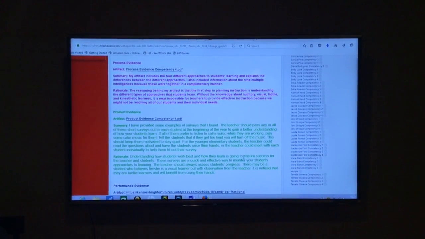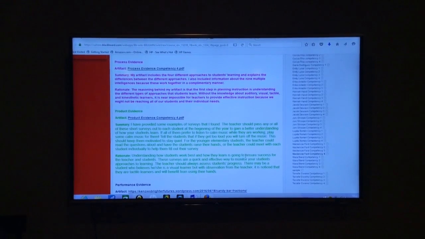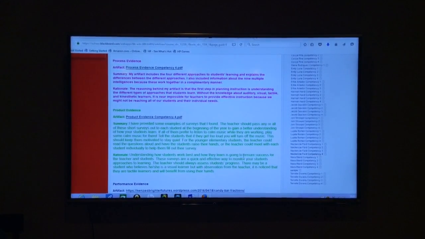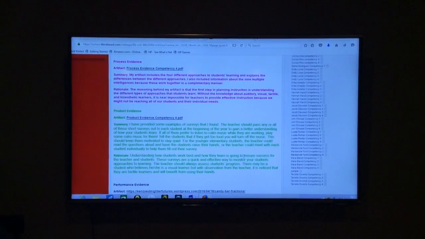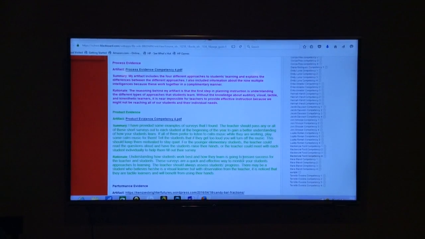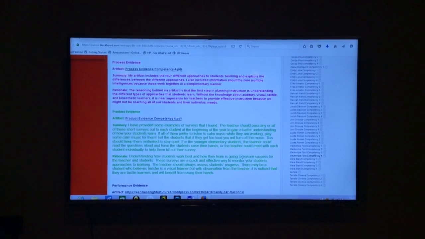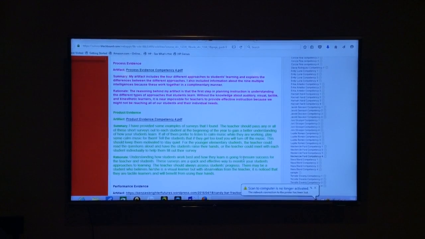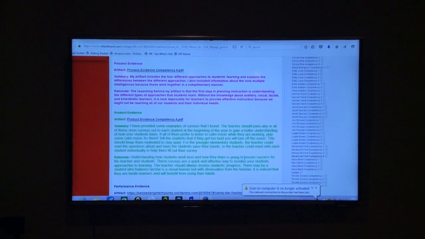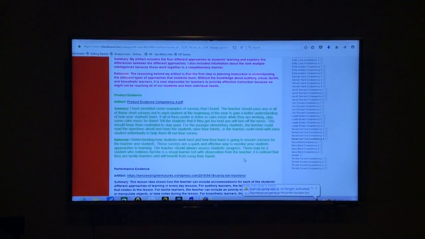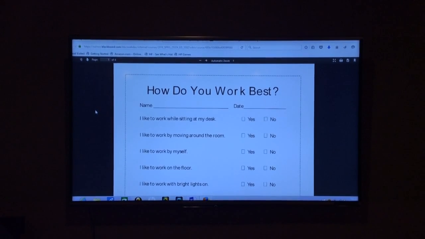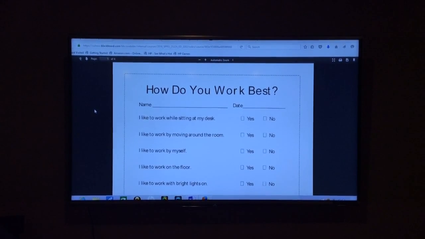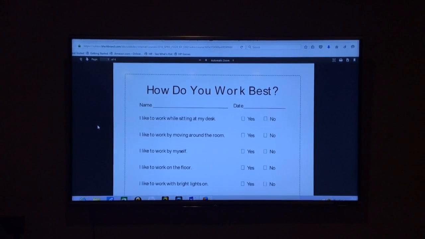And the reasoning behind that is that the first step in teachers' planning instruction is understanding the different types of approaches that students learn. So if we don't know which of our students need auditory or visual or tactile or kinesthetic activities, then it's going to be hard for us to plan effective instruction because we don't know what they need. So for my product evidence, I provided some examples of surveys that you can hand out at the beginning of the year to understand how they work best and what types of learning they work best with.